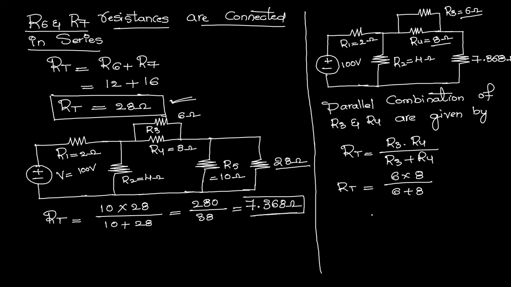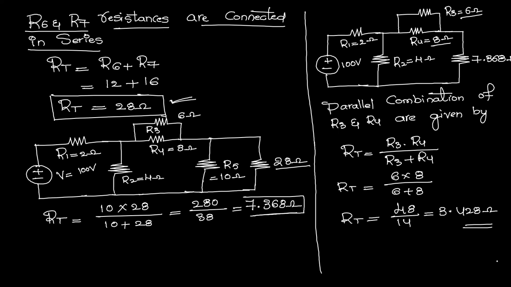Now this RT, total resistance of the parallel combination of these two, you will get 6 into 8. 6 into 8 means 48, divided by 6 plus 8, which is 14. So here 48 divided by 14. If you simplify, you will get the value as 3.428 ohms. Okay, so this is the resultant of the parallel combination of R3 and R4.